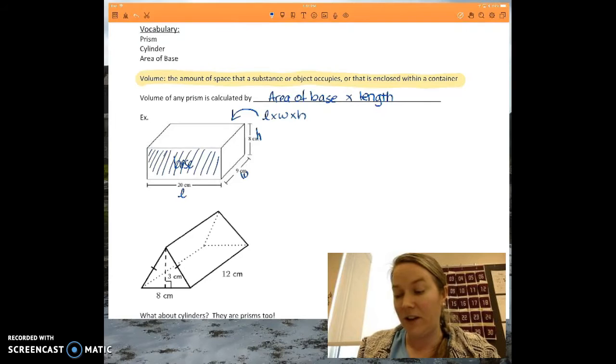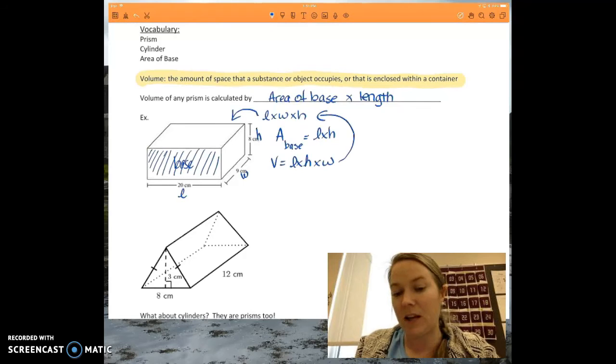This is the length. This is the width. This is the height. If I do the area of the base here, area of base is length times height. And then you multiply by the other dimension. So then volume is length times height, which is the area of the base, times the width. And you'll notice it's the same thing. And that's specific to rectangular prisms. So length times width times height only works for rectangular prisms.